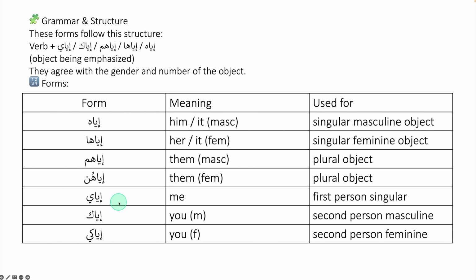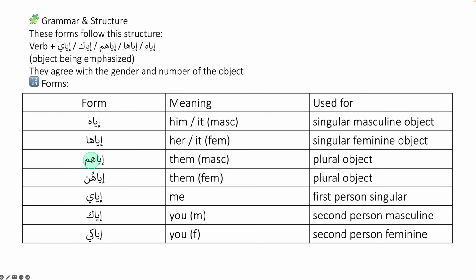So iyyay, that's me, first person singular. Iyyak, that's you, second person masculine. And iyyaki, that is second person feminine. Again, this is the conjugation. So if you want, pause the video, go over it, write it down. I'm going to go over the reading once more. إياه, إياها, إياهم, إياهن, إياي, إياك, إياكي.